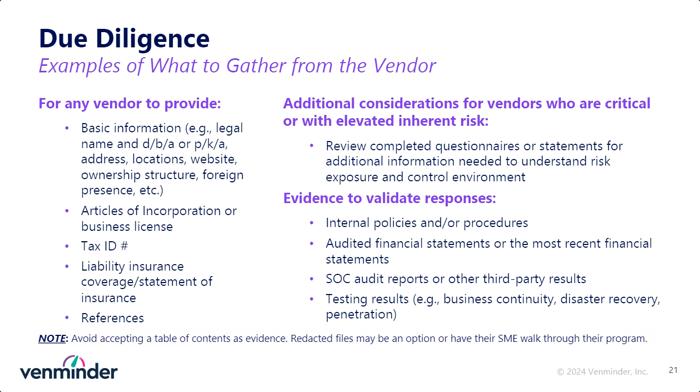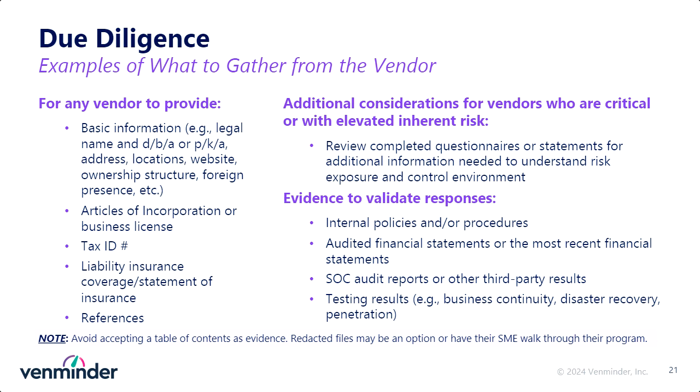Now I want to shift over to the topic of due diligence, which is the activity that takes place after the inherent risk assessment. This slide shows you some examples of what to collect from your vendors. Some of the information you'll be able to gather yourself, like the address, locations, and website, but a lot of the information will need to come directly from the vendor itself. So for any vendor, regardless of inherent risk or criticality, you'll want to collect that basic information that helps confirm whether the vendor is a legitimate business and in good standing.